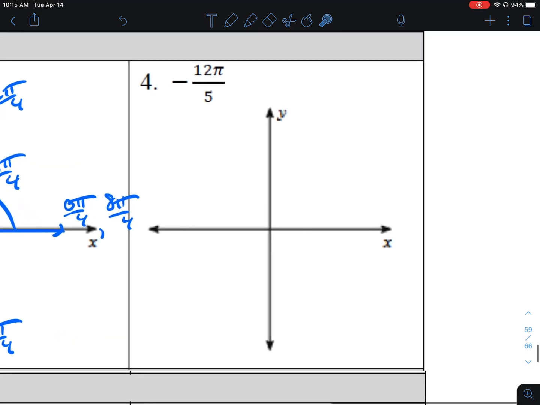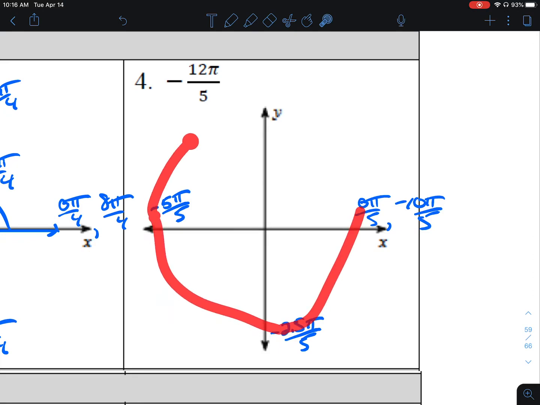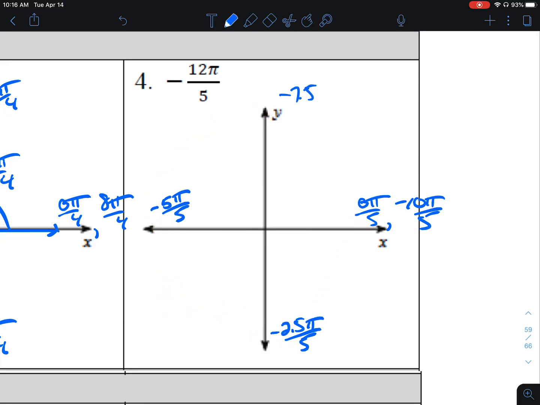Number 4, we got negative 12 pi over 5. So that's in the negative direction. So if we got 0 pi over 5, and then negative 5 pi over 5 is halfway around. Negative 10 pi over 5 is completely around. Halfway between 0 and negative 5 is negative 2.5 pi over 5. The numerator is decreasing by 2.5 each time. So we get negative 7.5 pi over 5. Subtract 2.5 more, we get negative 10.